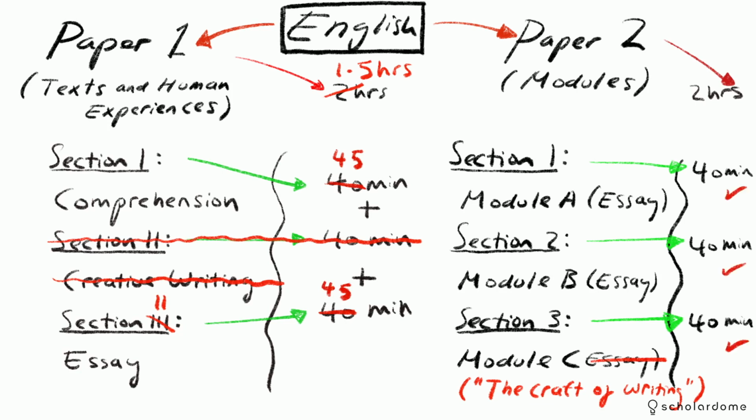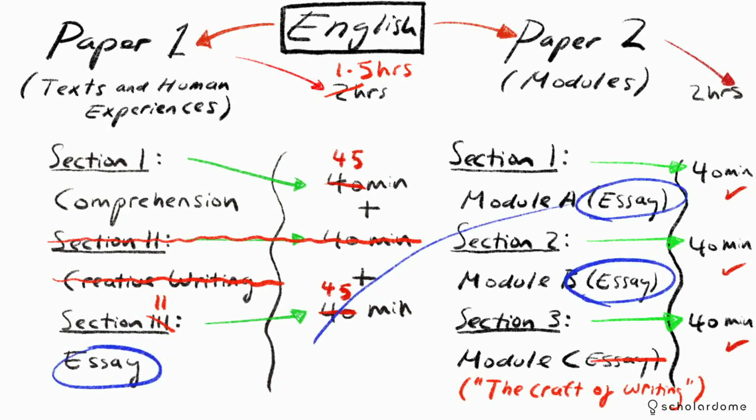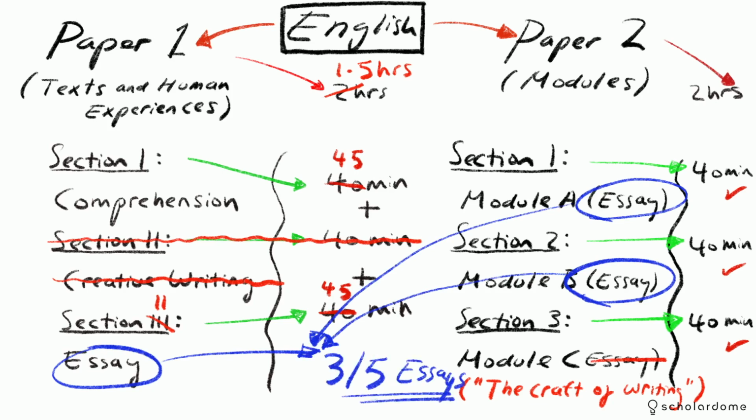What's interesting here is that you'll see that essays make up the majority of the assessments. There are 1, 2, 3 essays out of the 5 components, so 60% of the English paper are going to be essays. So we'll go through essay writing in detail over the next couple of lessons, as it's a very important component for your HSC.